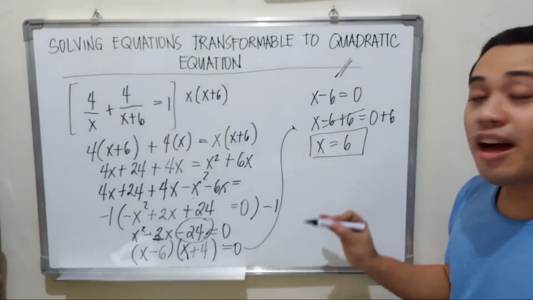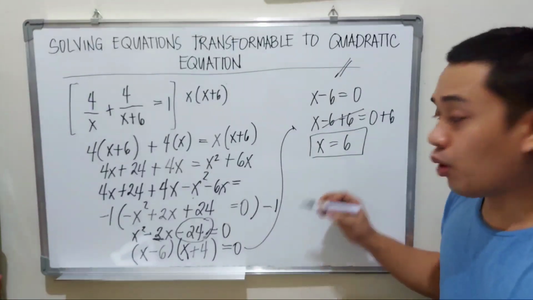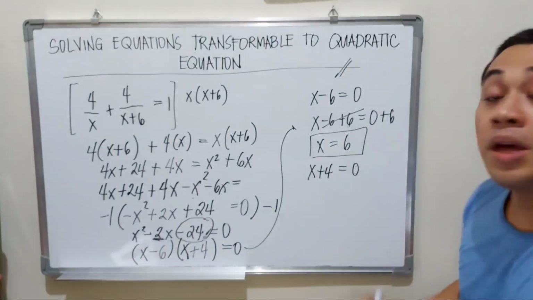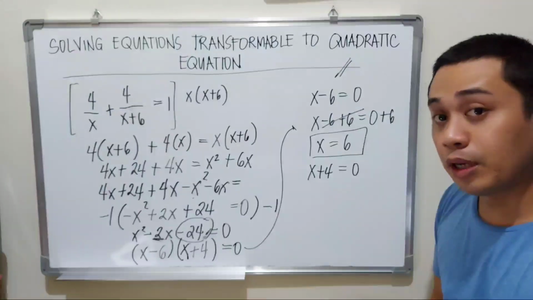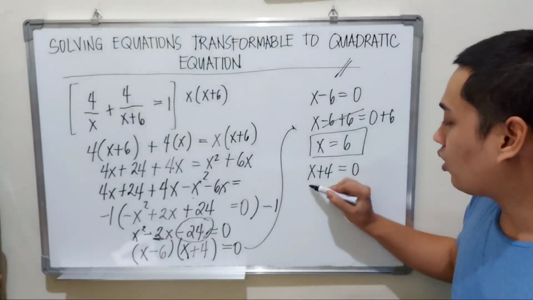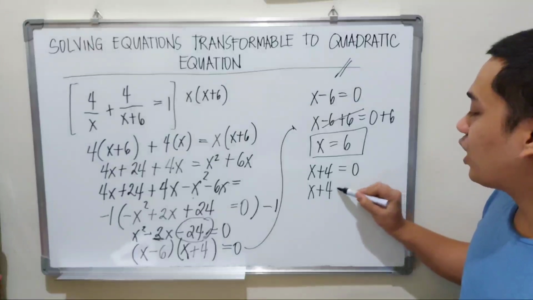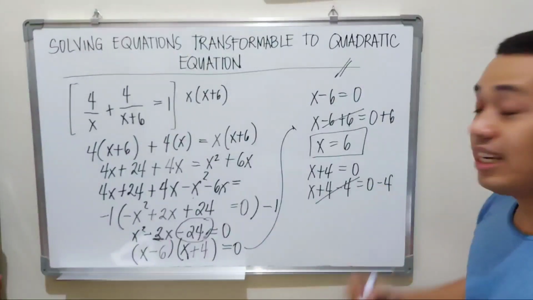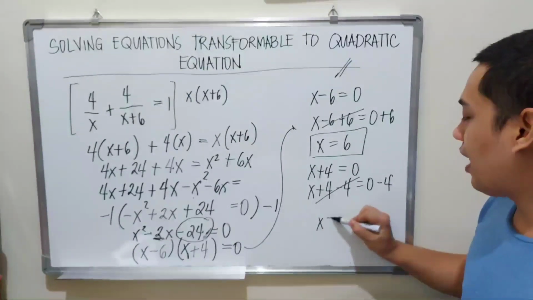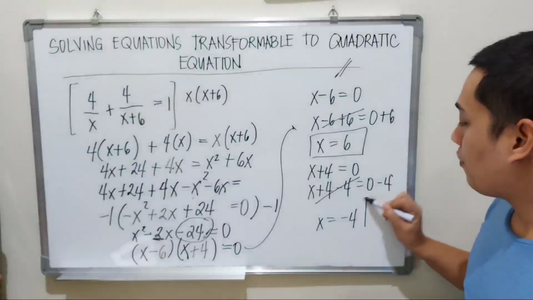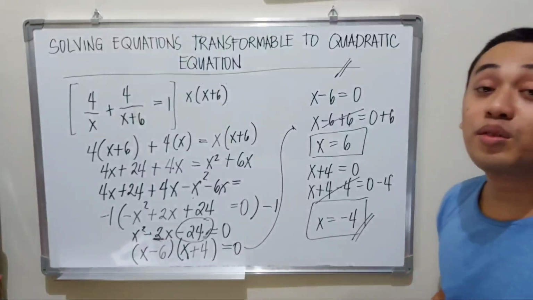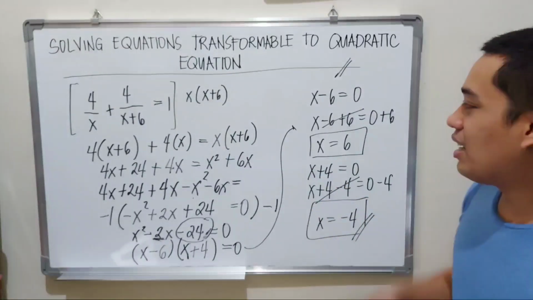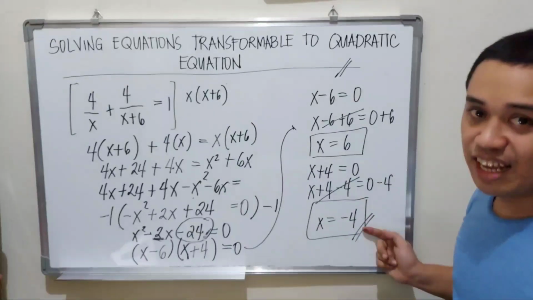Next, we have another factor, x plus 4. Then, x plus 4 equals 0 by adding the additive inverse of positive 4 to both sides of the equation. We will have x plus 4 minus 4 equals 0 minus 4. Canceling this out, we will have x equals negative 4. So, the roots for our transformable equation should be 6 and negative 4.